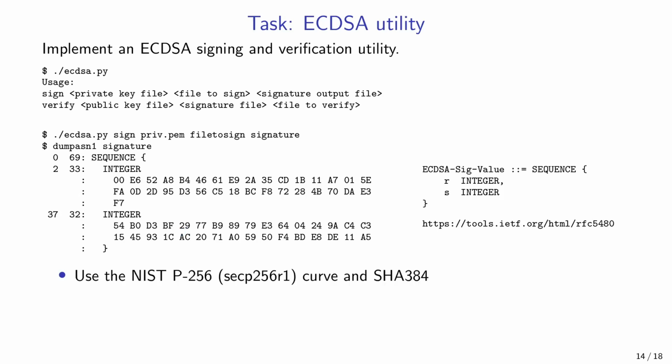Use NIST P256 curve, also known by this name, and SHA-384 to calculate the hash of the file to be signed. Now, for a 256-bit curve, it would be more optimal to use SHA-256 here. But here we are using SHA-384 to check that the hash value is correctly truncated to match the size of the curve. You have to implement the ECDSA algorithm yourself by performing EC point operations.